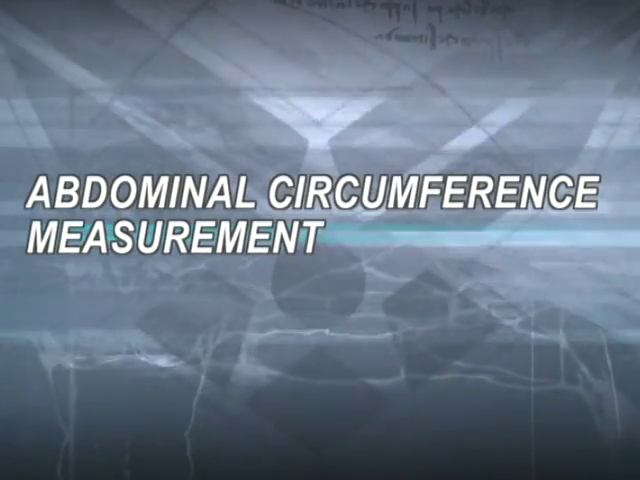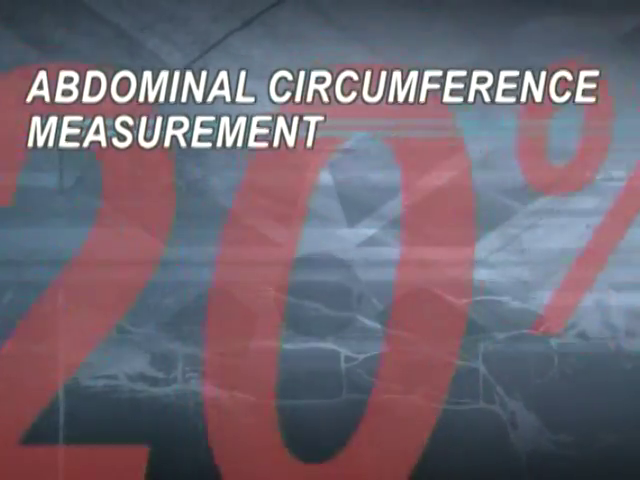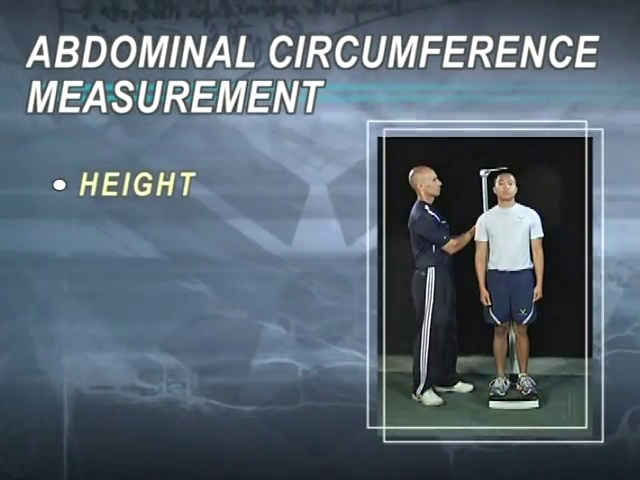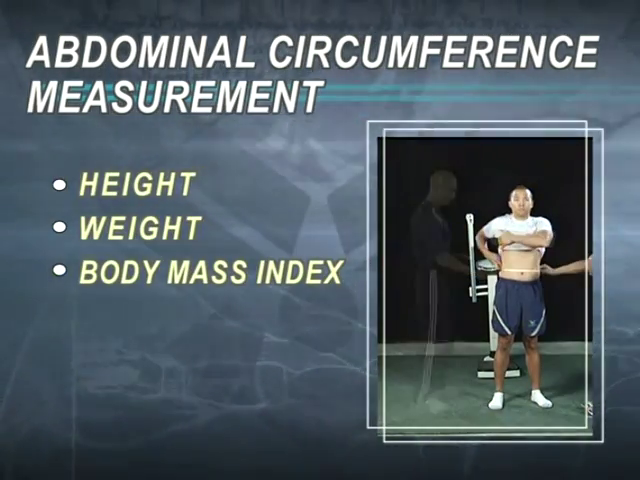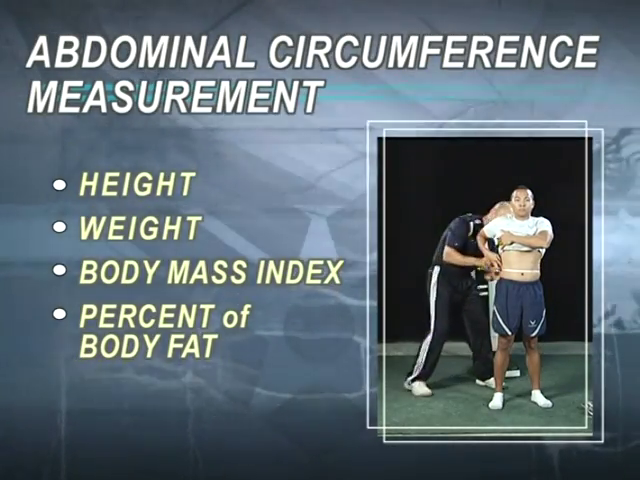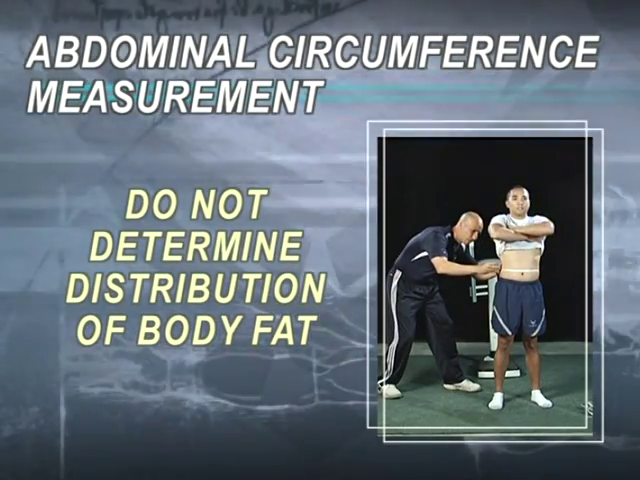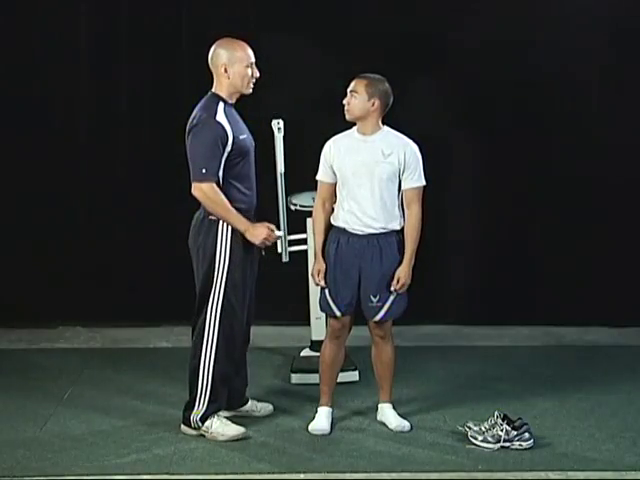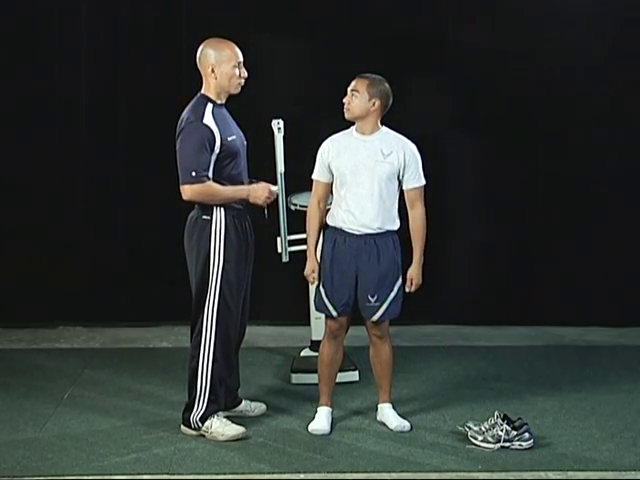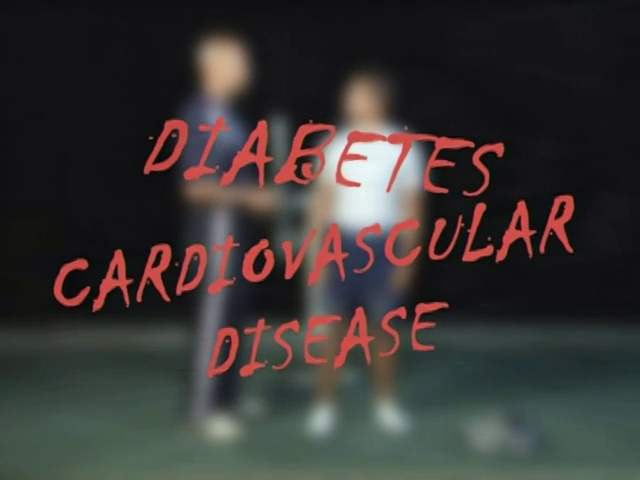The abdominal circumference measurement is an assessment of body composition and counts for 20% of your overall composite score. Height, weight, body mass index, and percent body fat provide body composition information, but they do not determine body fat distribution or regional body fat. Visceral fat, or fat stored in the internal abdominal region, is highly related to several health problems such as diabetes and cardiovascular disease.